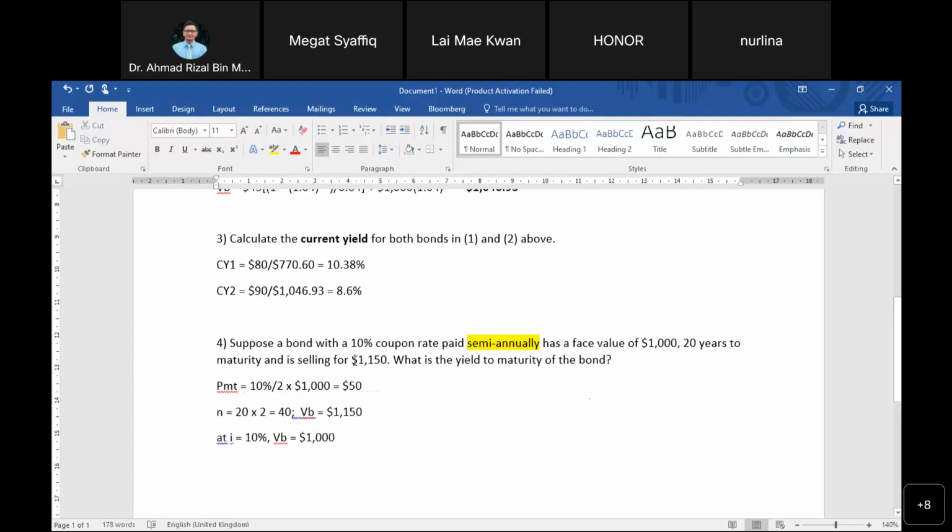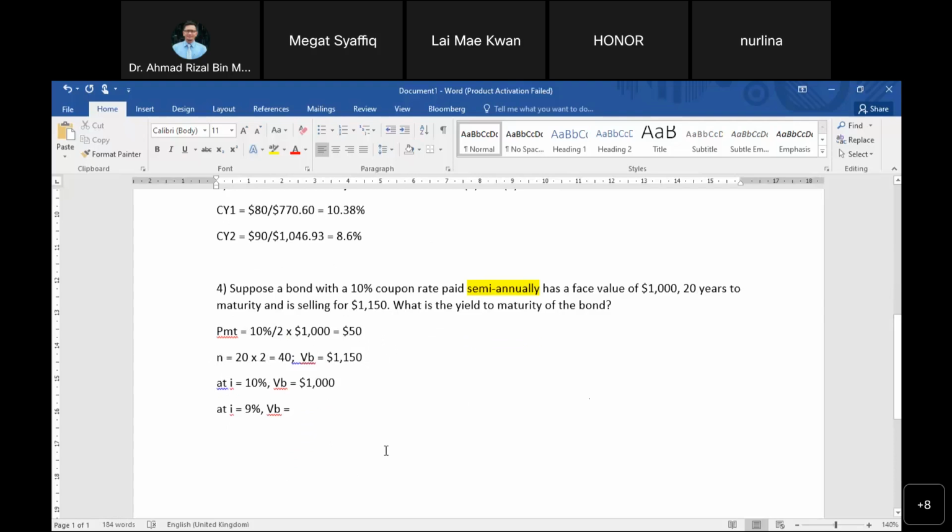You need to solve for yield to maturity for the value of 1150. So 1150 is higher than 1,000, right? If it is higher, you know that the next rate that you want to try would have to be lower than 10%. So we try at a lower rate. Let's say we try at 9% first. What would be the value of the bond?